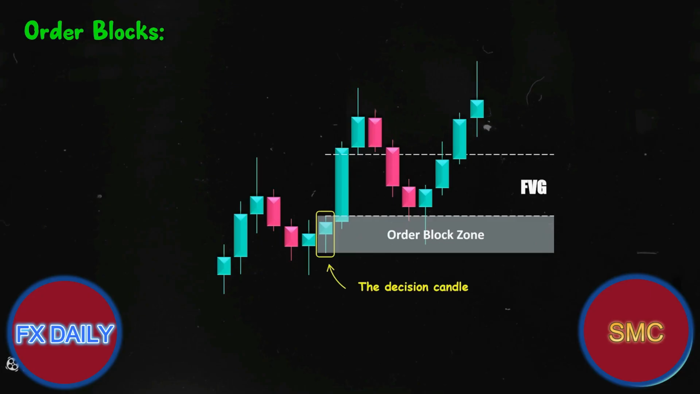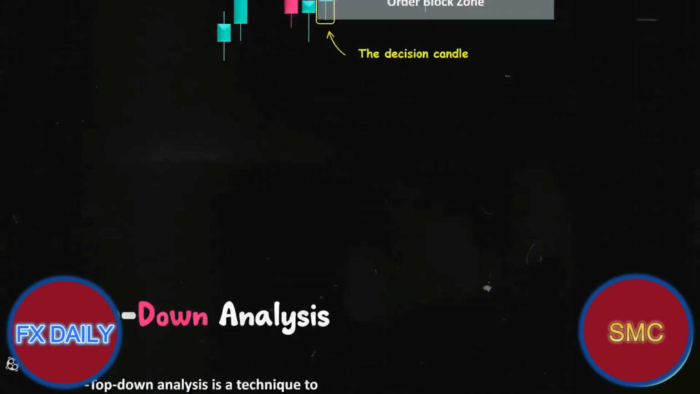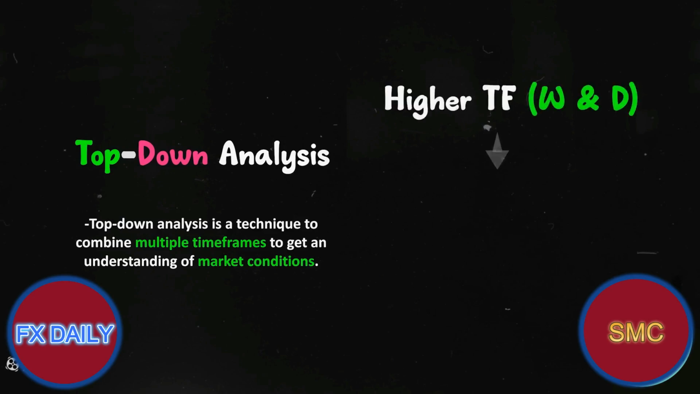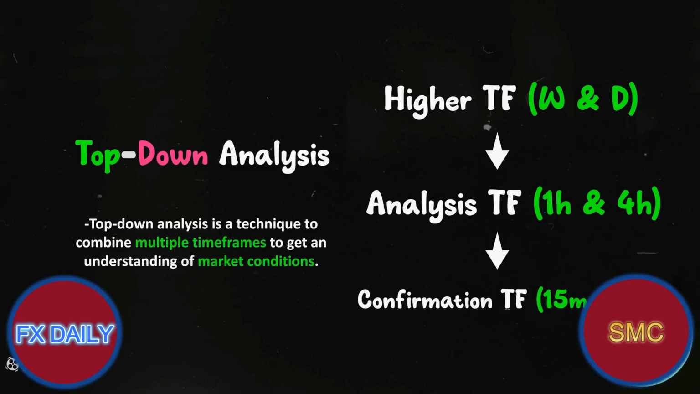Top-down analysis means analysis from top to bottom. The focus of this technique is on combining several different timeframes to have a complete understanding of market conditions. First, we start by analyzing the higher timeframe such as the daily or weekly chart to check the overall trend, key levels and market sentiment. These big views help us understand where the market is likely to go.